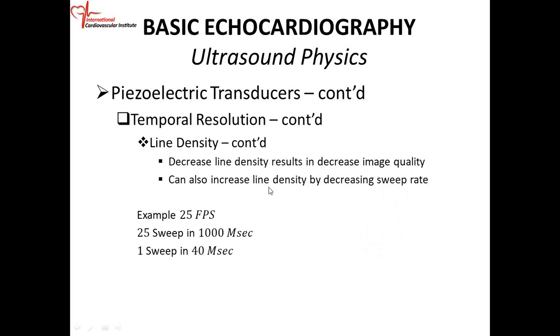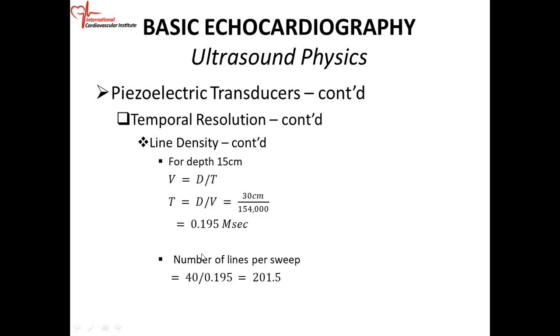You can also increase the line density by decreasing the sweep speed, and we're going to show you that. So if you decrease your sweep speed from 50 frames per second to 25 frames per second, so you decrease your sweep rate or sweep speed, then this is 25 frames in 1,000 milliseconds. So each frame or each sweep is going to take 40 milliseconds.